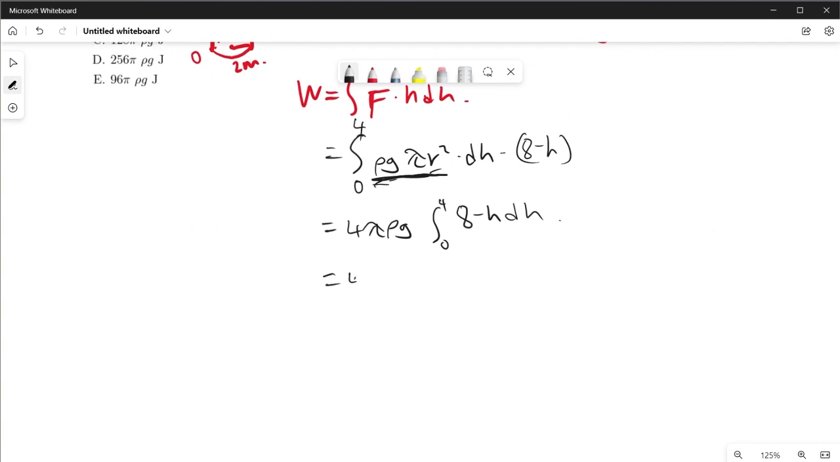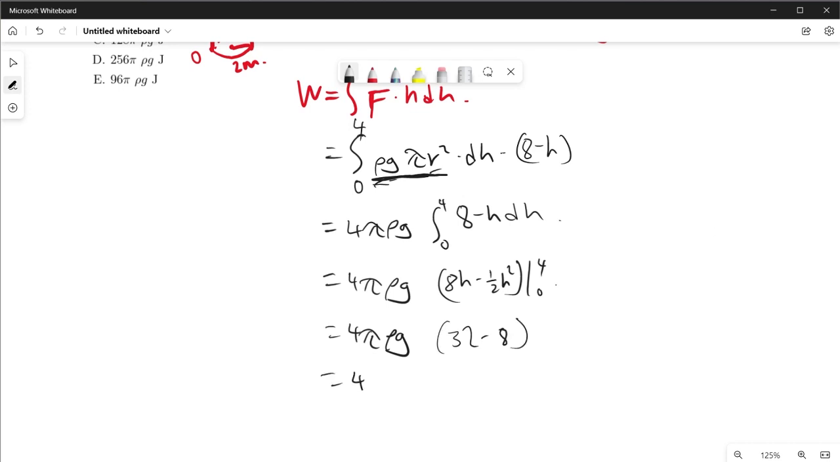So now, a very simple integral. We have 8h minus 1/2 h squared, from 0 to 4, times 4 pi rho g. That would be 32 minus 1/2 times 16, so it'd be 8, and then minus 0 minus 0. So we have 4 pi rho g times 24, which is 96 pi rho g, which is option E here.